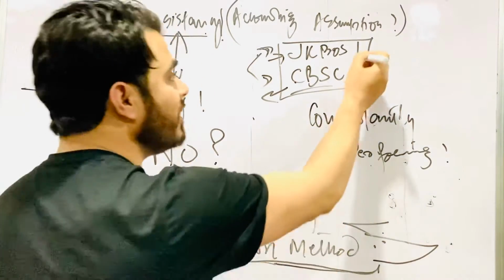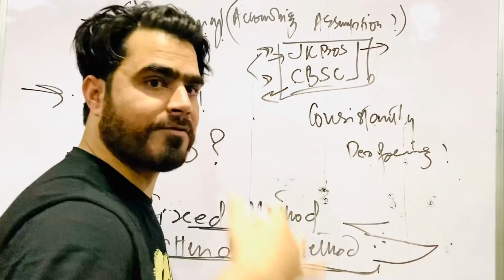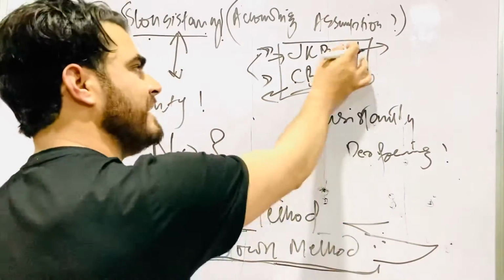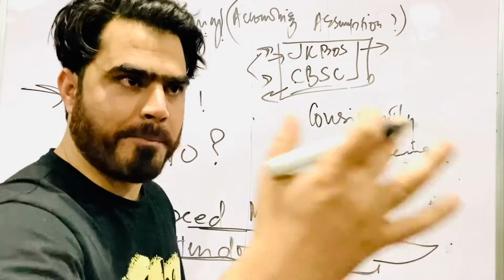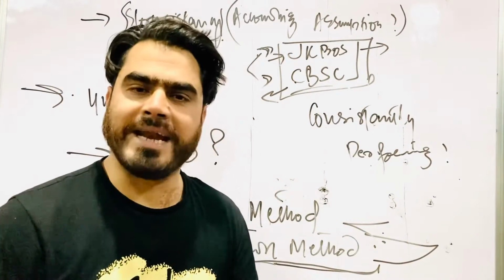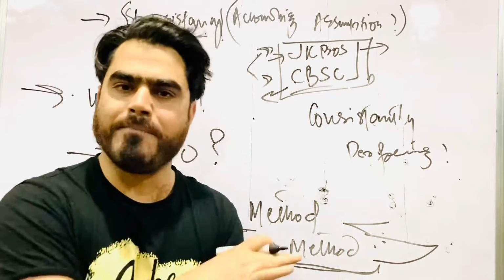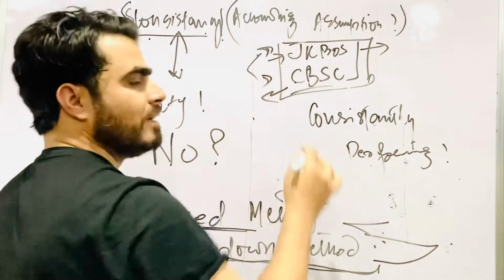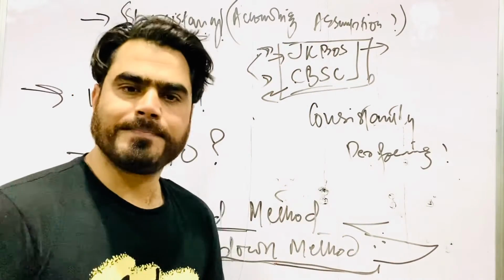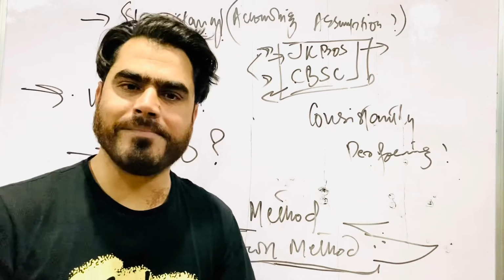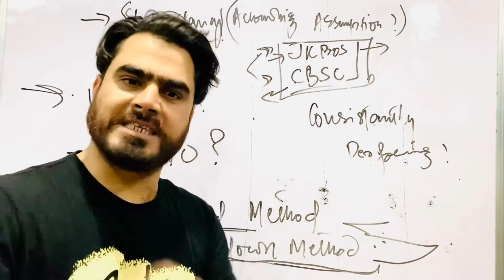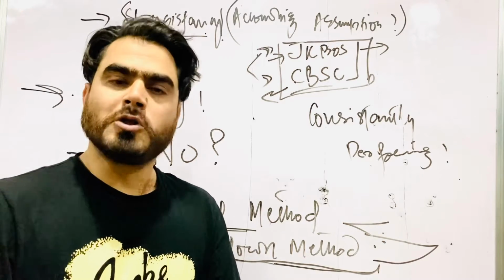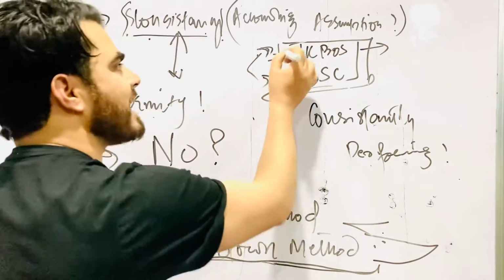But if both students appeared from the same board, like JK Board or CBSE, and have appeared for this or this, and you are asked to compare their performance, you can easily make the comparison. The reason is that the syllabus is the same, the examination pattern is the same, the evaluation board is the same, the examination conducting authority is the same. So once there is uniformity, you can compare the things.